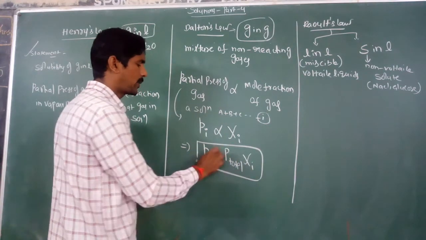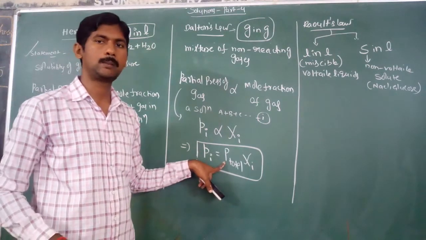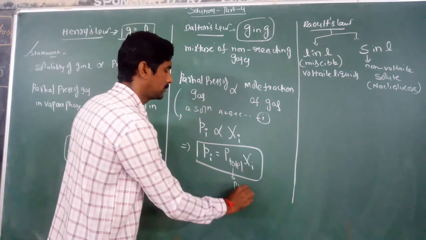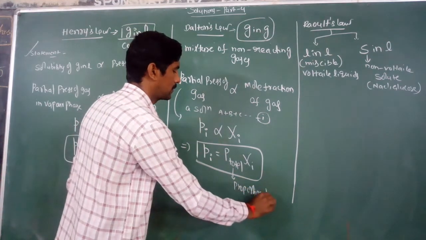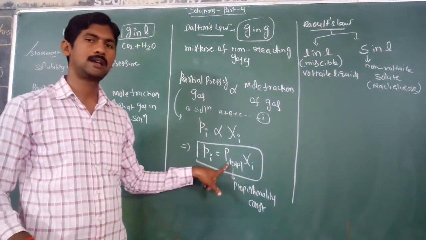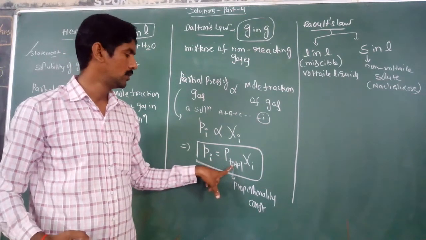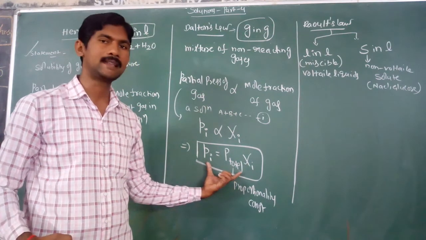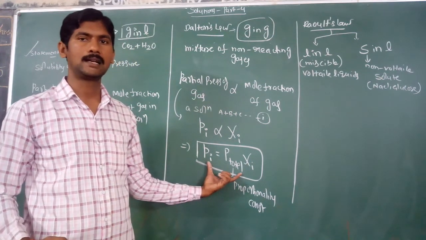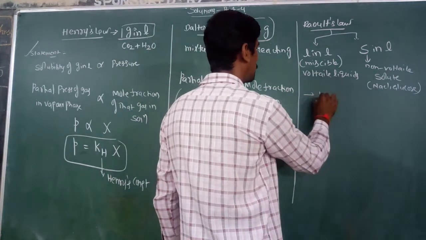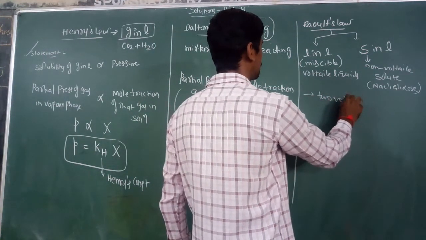So here what is the proportionality constant? Total pressure is the proportionality constant. Pi is equal to total pressure into the mole fraction of that gas. So this is the mathematical expression of Dalton's law. Coming to Raoult's law for two volatile liquids.